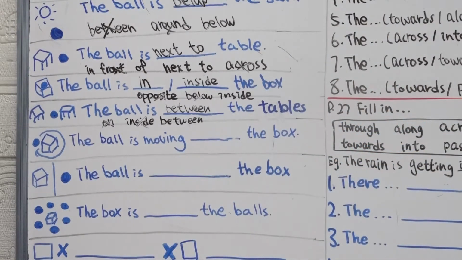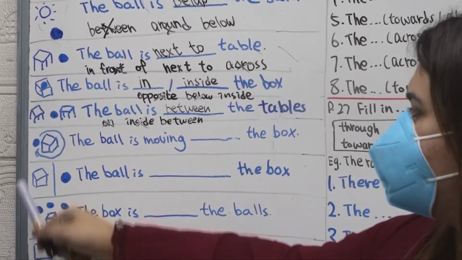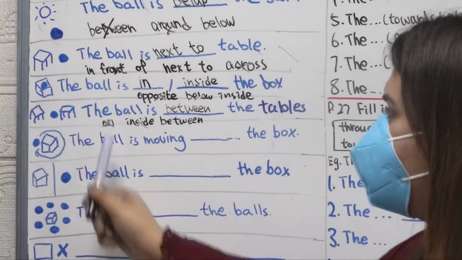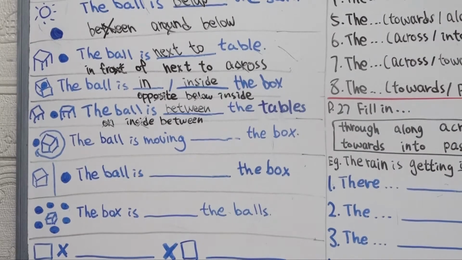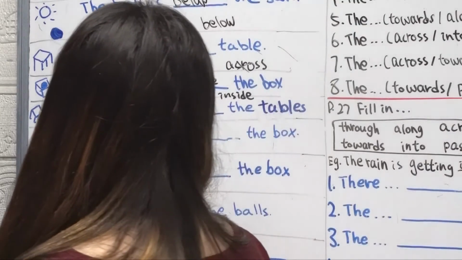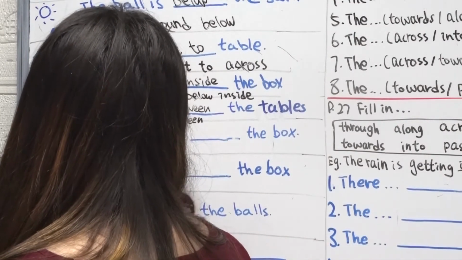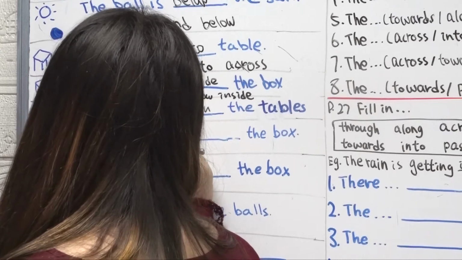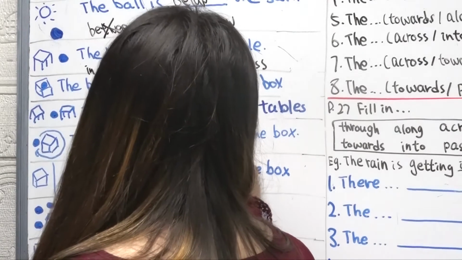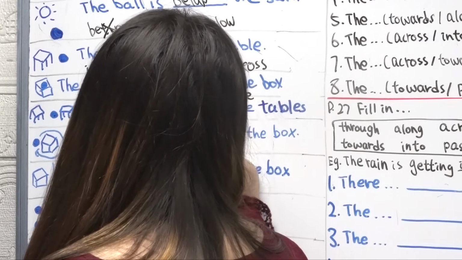The ball is moving what? The box. Alright, it goes like this. It goes like this. Do you want me to give you hints? Alright, is it across, around, or next to?